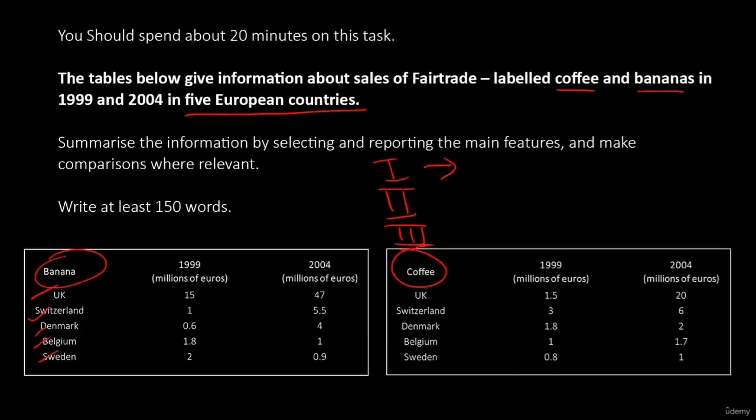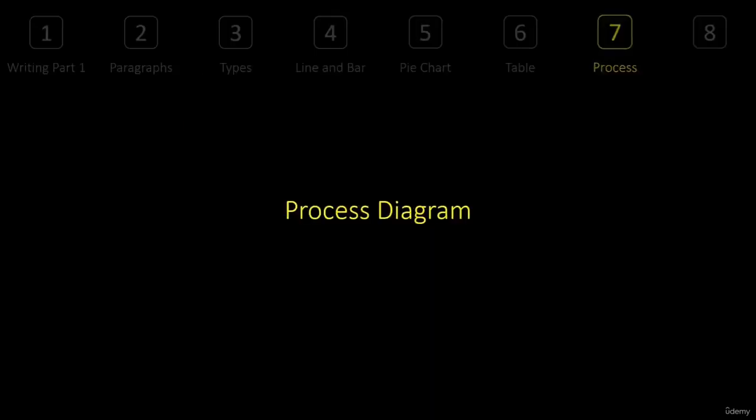However, in 2004, in the case of coffee it was 20. Comparatively, it was less than half. Right. So these are things you can speculate on. Now we have the process diagram.